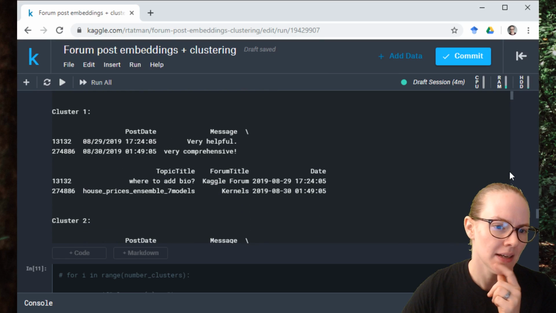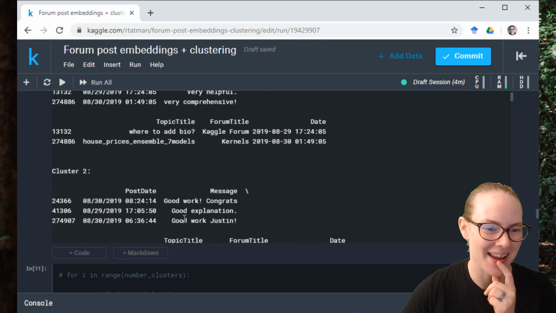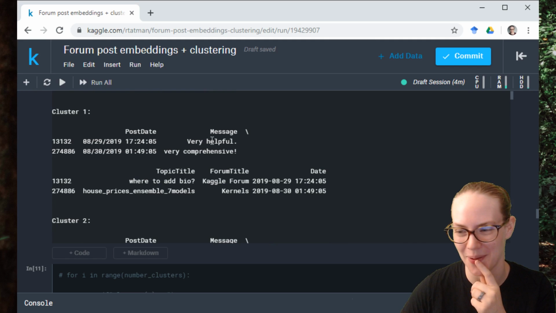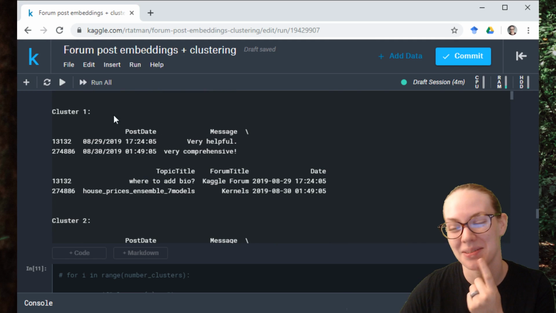We can see I have missed some of the very helpful posts. These are the ones that are probably the majority of posts on Kaggle, honestly, which again, very happy to see.